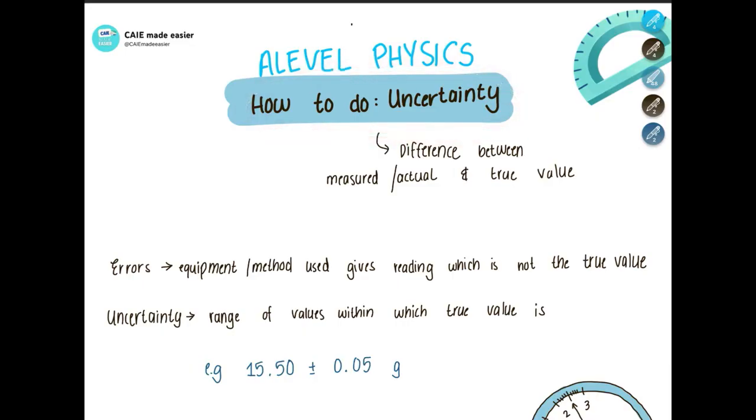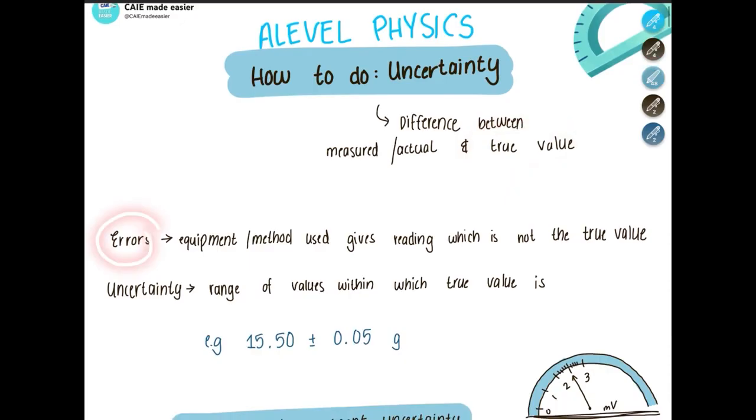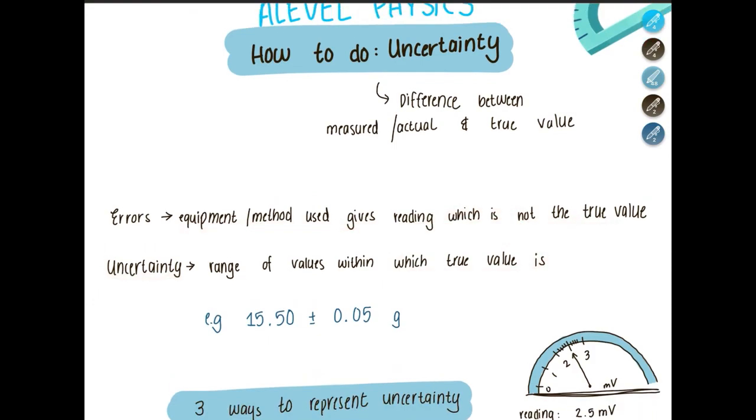Uncertainty is the difference between the measured value, the one that is affected by the equipment or the technique that you're using, and the true value, the real value. It's different from errors, because an error is caused by the equipment or method used, which gives a reading that is not the true value. Uncertainty, however, is a range of values within which the true value lies. For example, here the measured value is 15.50 plus minus 0.05 grams. That means the true value lies within plus minus 0.05 grams.